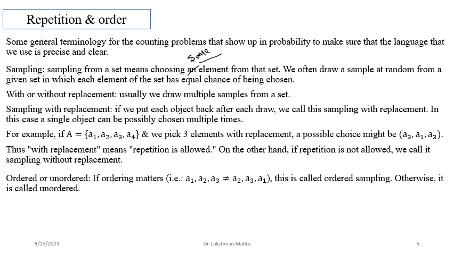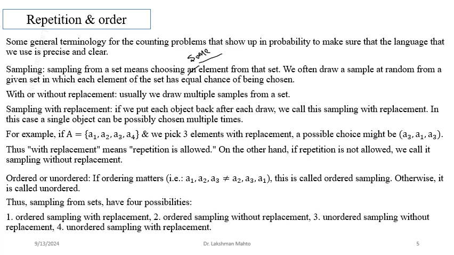Now another situation is there: ordered or unordered. What is permutation? Ordered or unordered? Permutation is ordered, and combination is unordered. Order means there is a proper order, a sequencing. Unordered means a set kind of approach. In a set, you are generally not putting order; order is not meaningful there. So two things: one is replacement or without replacement, another is ordered or unordered.